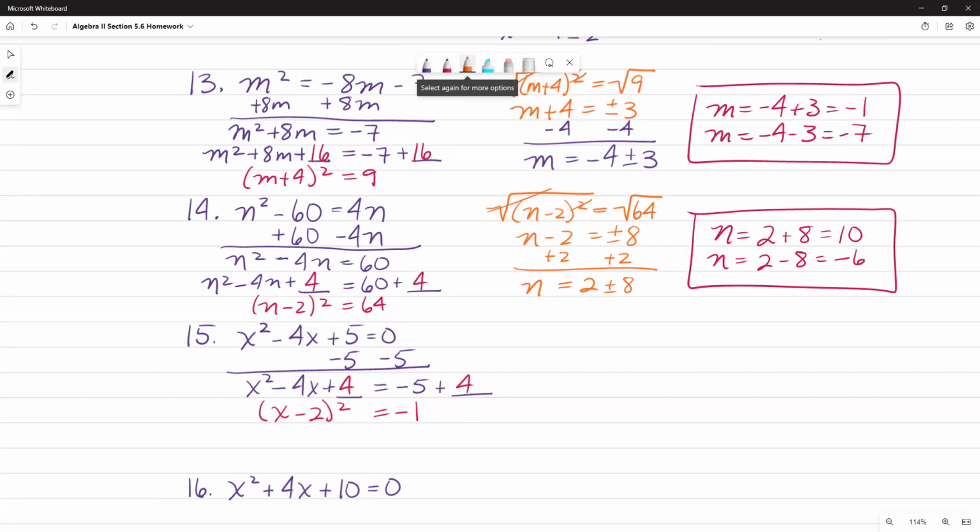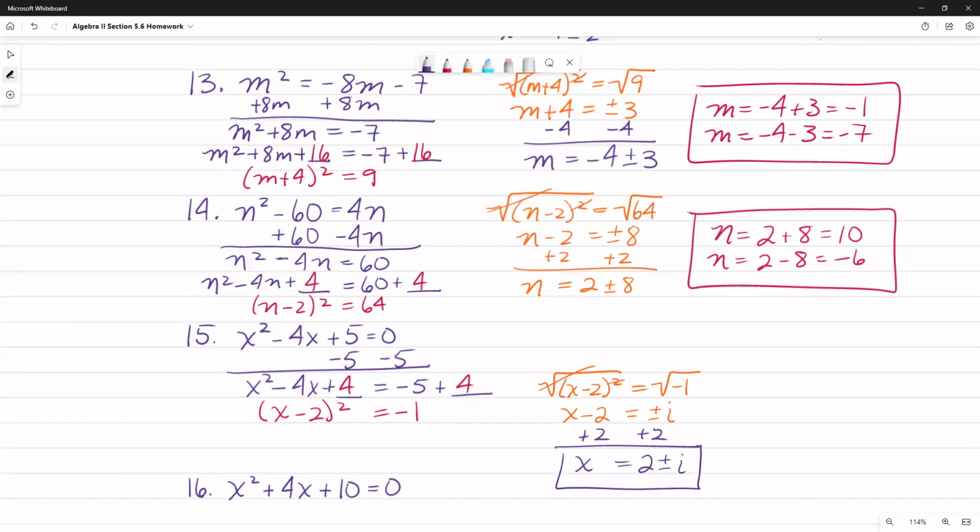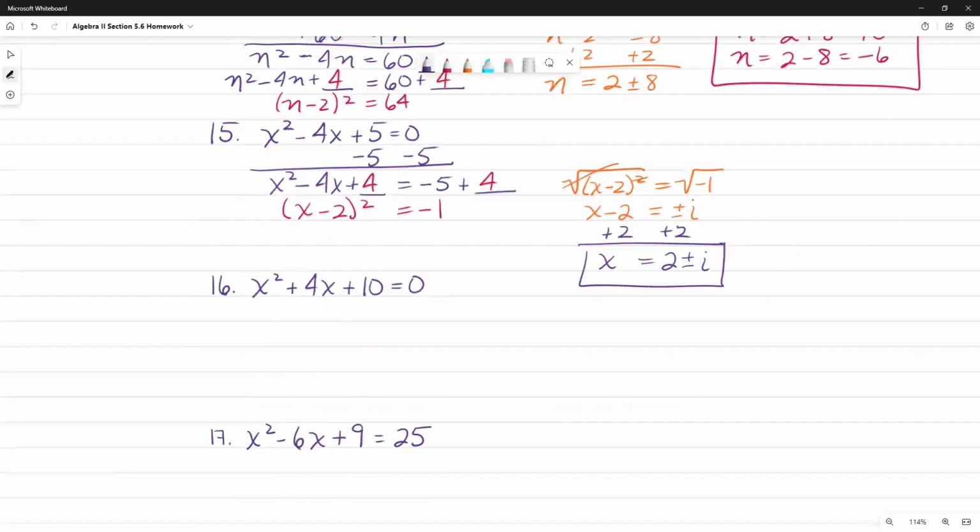So we have the square root of (x - 2) squared equals the square root of negative 1. So we know by definition, the square root of negative 1 is i, but it's going to have a plus or minus in front of it, so we can't forget that. So this is plus or minus i. We add 2 to both sides, and that constant goes first, so 2 plus or minus i. That's as far as we can go. We can't solve it into real numbers because we have that imaginary number.